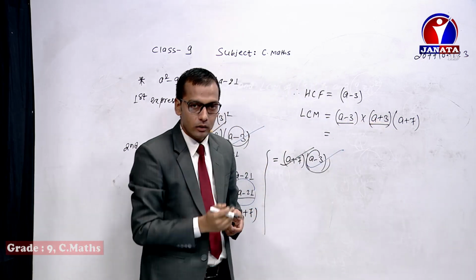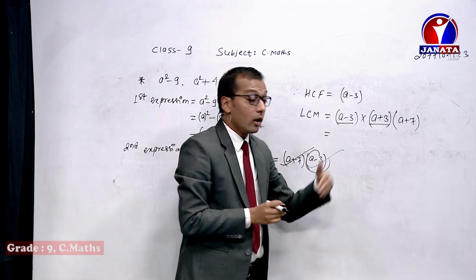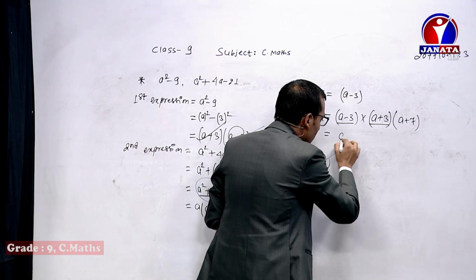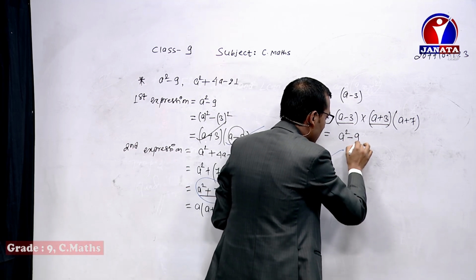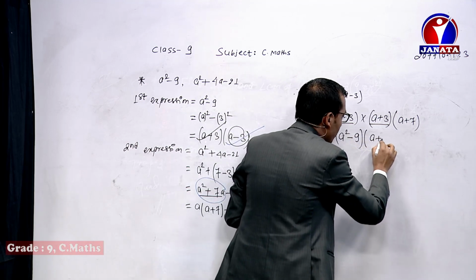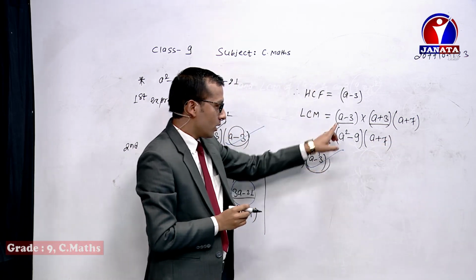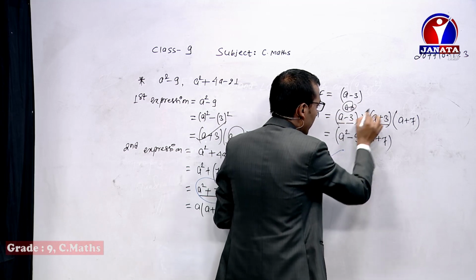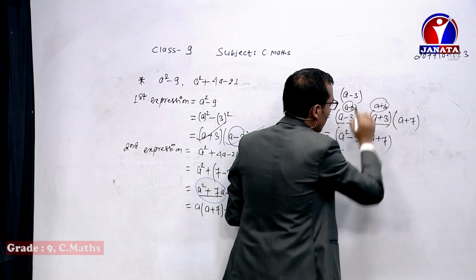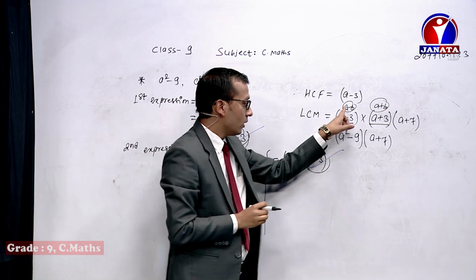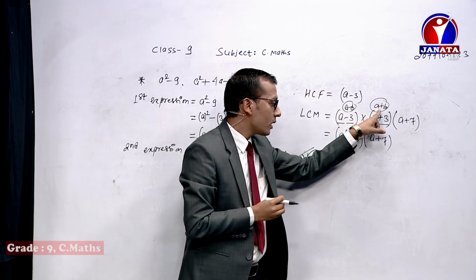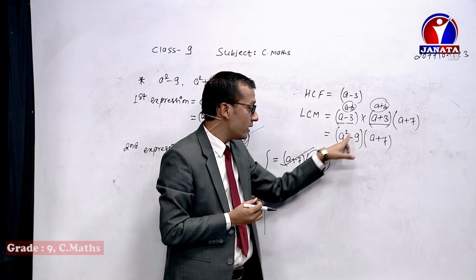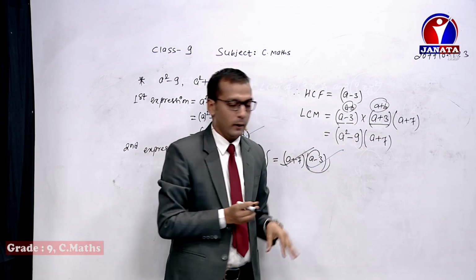Now we can combine these two factors, a minus 3 and a plus 3. It's similar to the formula a minus b, a plus b. So we can combine these two. a square minus 3 square is a square minus 9, times a plus 7. So this is the a minus b term, and this is the a plus b factor. What is the product of a minus b and a plus b? a square minus b square. So a times a is a square, 3 square is 9.